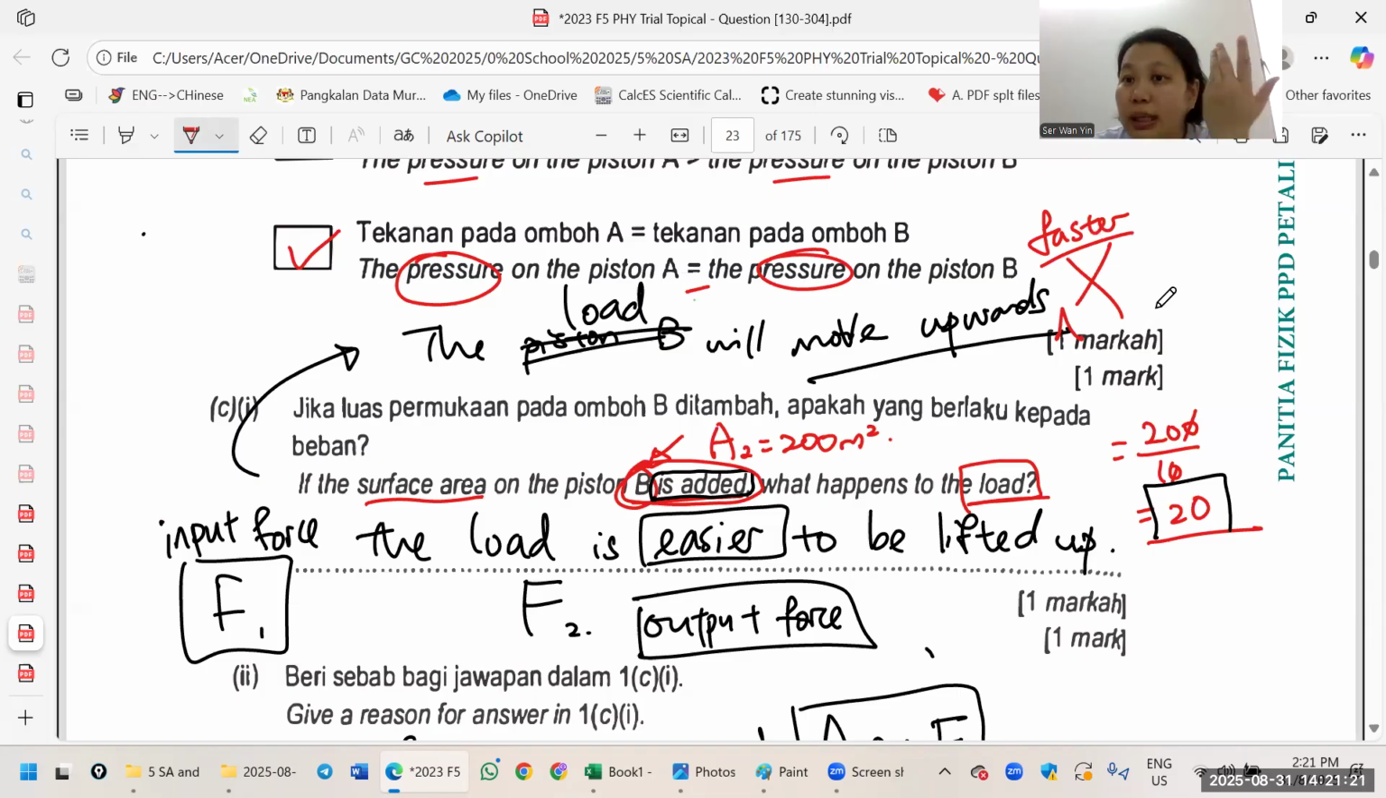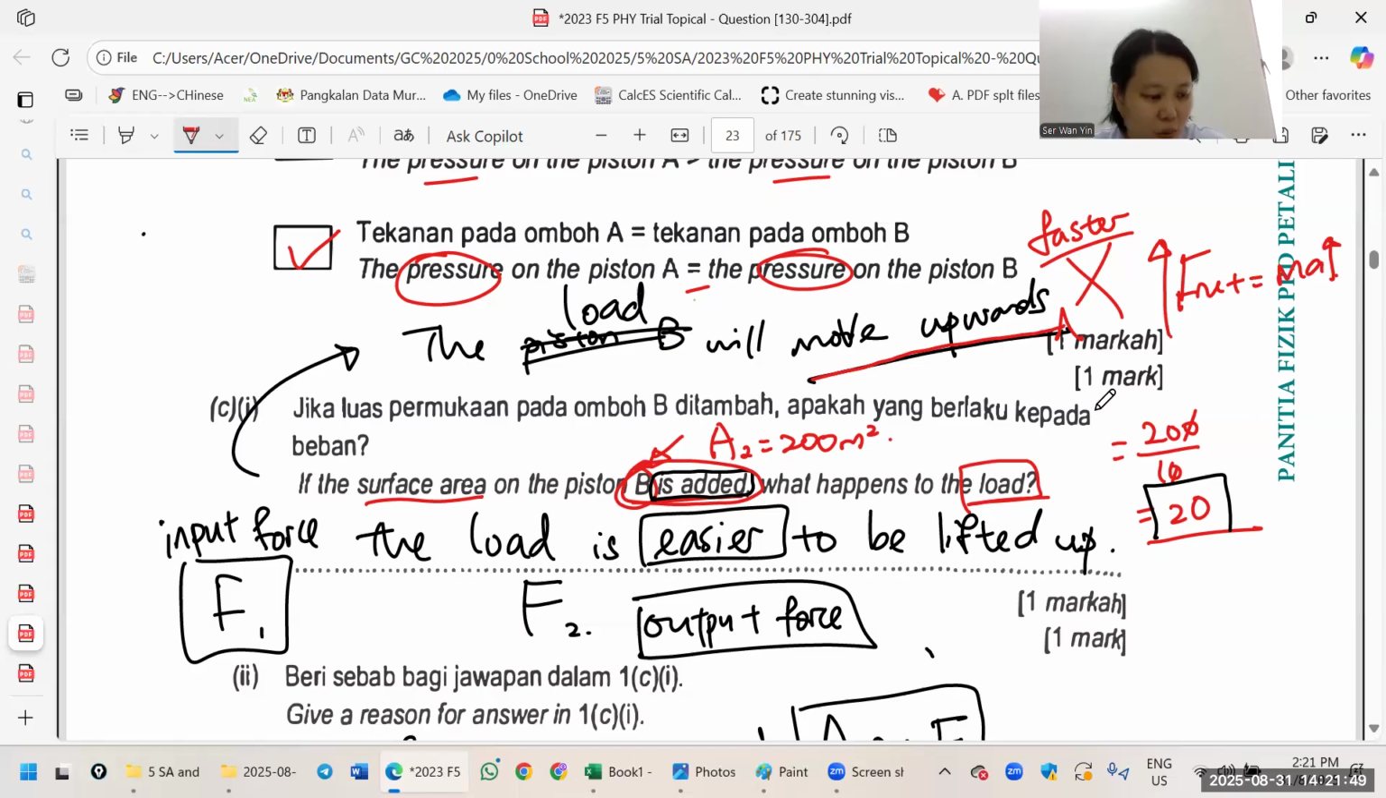Means you got more force, because net force equals to ma. So if you got more force, you go faster up. Remember, if you just say move upwards, cannot. This one, even though you don't add the surface in B, still can go faster. So remember, you must show the difference from before.